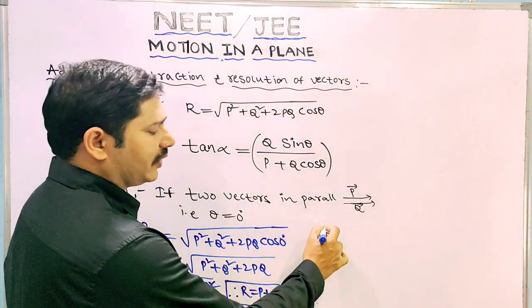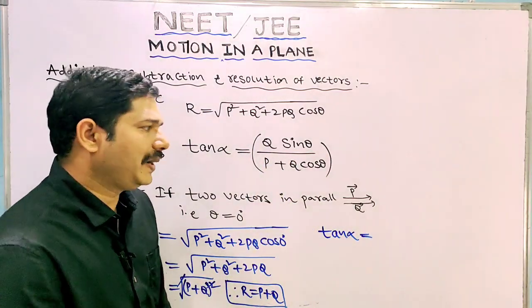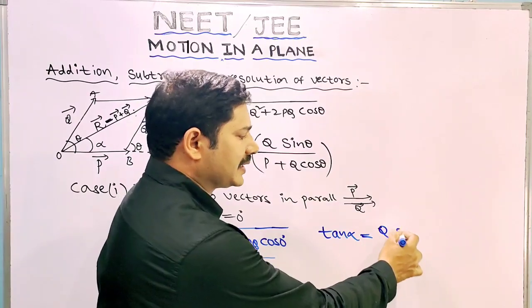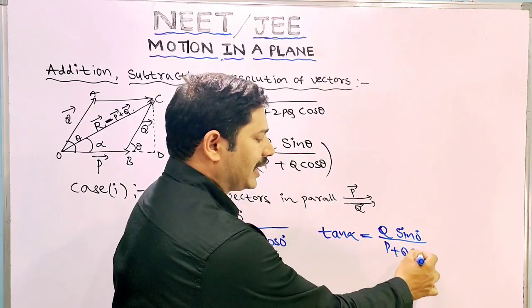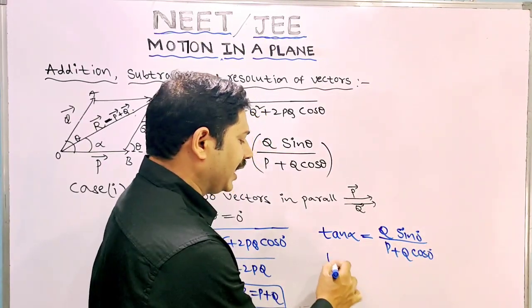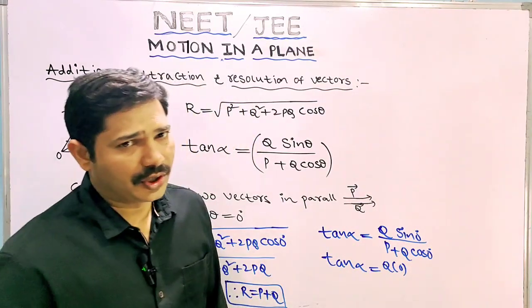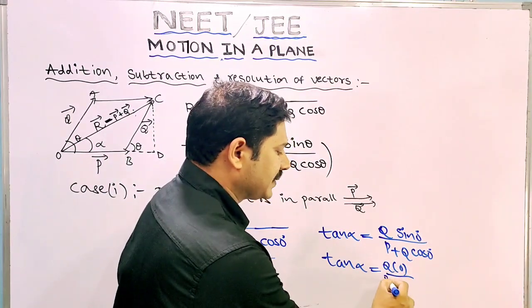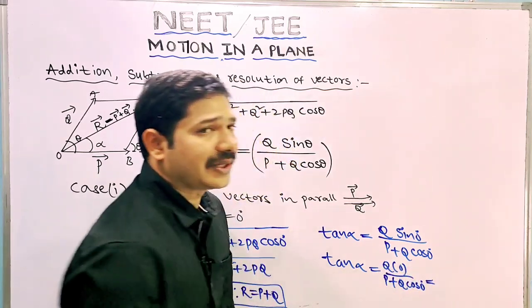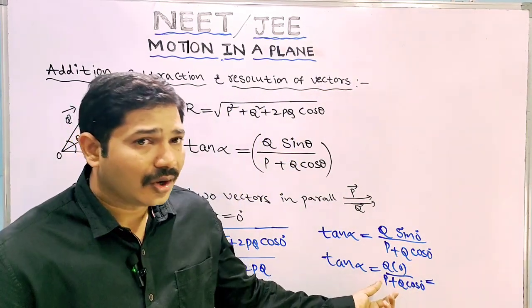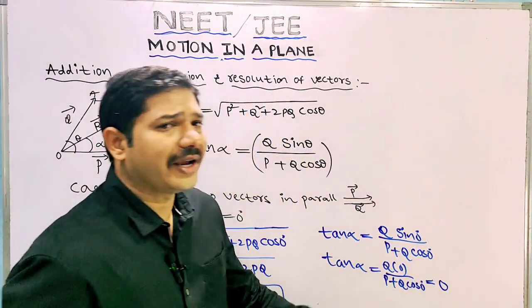Tan alpha equal to what? Tan alpha equal to Q sin theta by P plus Q cos theta. Q into sin 0 degrees by P plus Q cos 0 degrees. Tan alpha equal to Q into sin 0 value, which is 0 only, by P plus Q cos 0 degrees. Here 0 into something is 0 only, and 0 by something is 0 only. So tan alpha equal to 0.